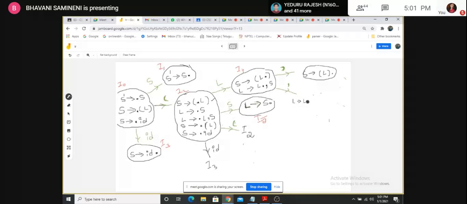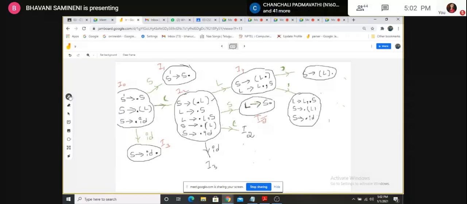So now this can be written as L derives L comma dot S, and after dot we're having S production. After dot we're having S here, so you have to include the S productions. What are the S productions? S derives dot parenthesis L, S derives dot ID. So this is the state, and after dot here we are having both the terminals, so no need to add.